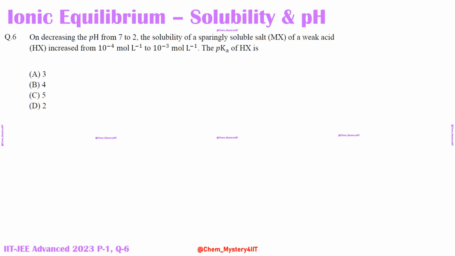Here we go. The question was on decreasing pH from 7 to 2, that is, from neutral to basically making it acidic. The solubility of the sparingly soluble salt, which was some Mx salt of a weak acid, was given to us. So this salt is basically coming from some weak acid and strong base, we have to assume. This solubility was supposed to be increased from 10 raised to power minus 4 to 10 raised to power minus 3 moles per liter.